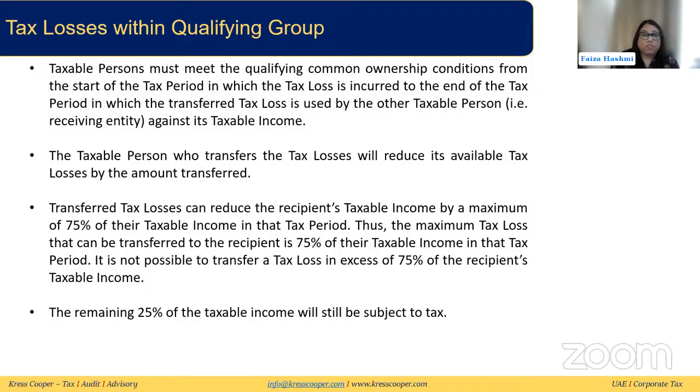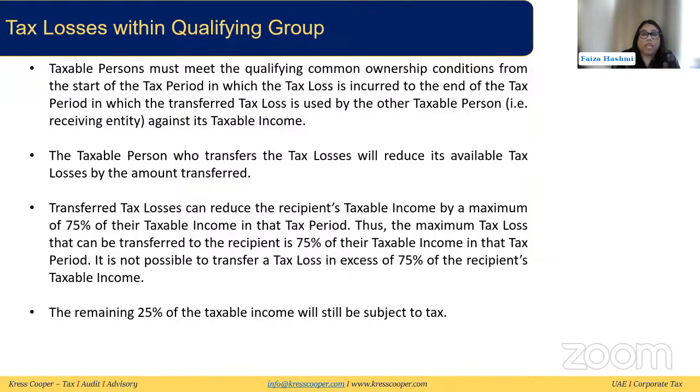The taxable person who transfers the tax loss will need to reduce the available tax losses by the amount transferred to the other company. So, for example, company A had a tax loss of 1 million, and they transferred 250,000 to company B. So now they need to reduce their tax losses, which is 1 million, by this amount, and the 750,000 they need to then carry forward.